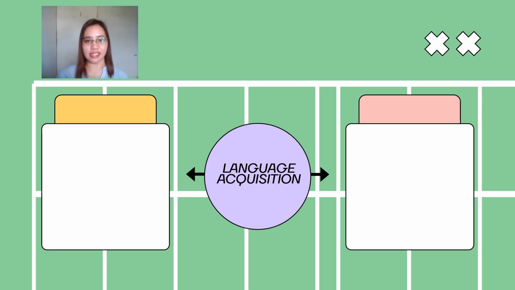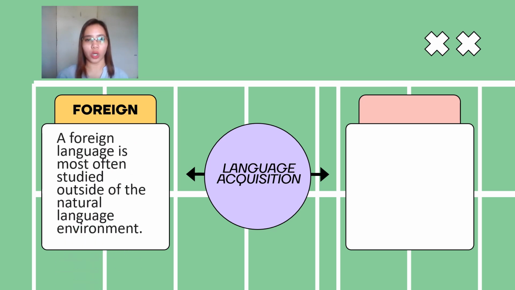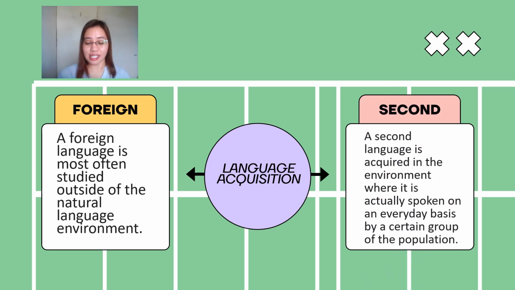Alright, let us differentiate the two. The first one, we have the foreign language acquisition. So it is most often studied outside of the natural language environment. So it occurs when a language is learned in a setting where it is not widely spoken. For example, a student in the United States learning French primarily through classes without much exposure to French speakers outside the classroom.